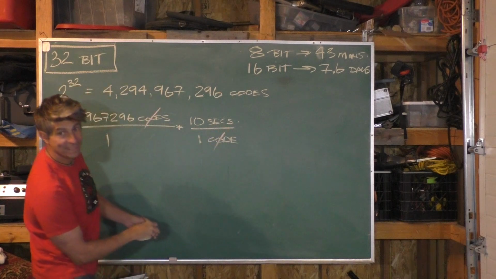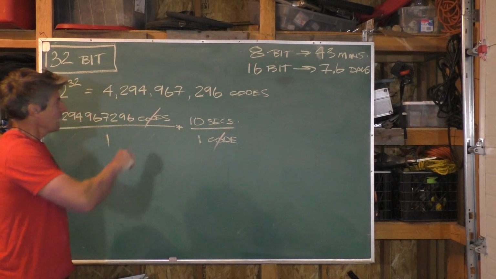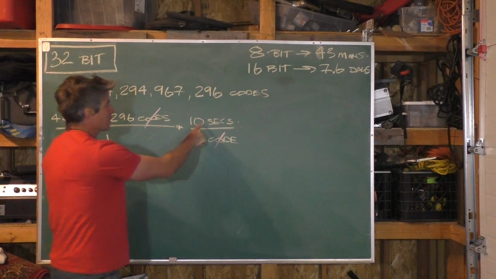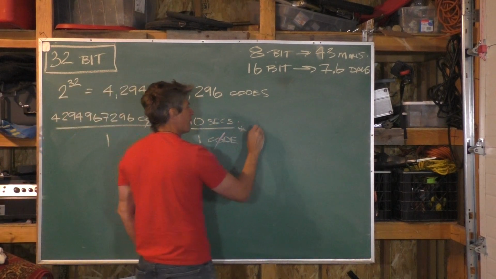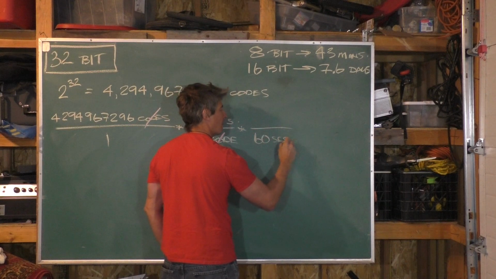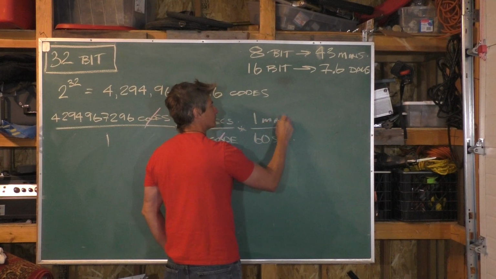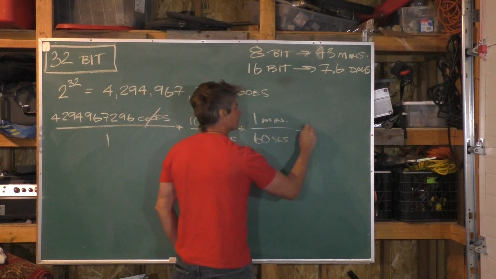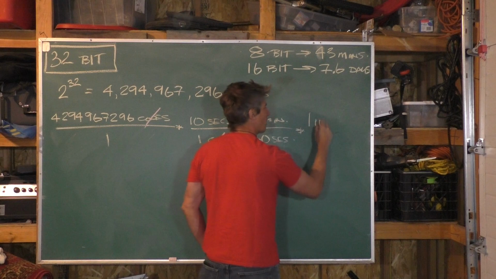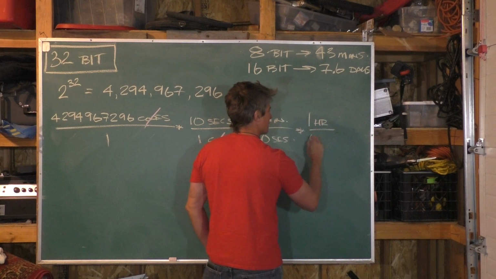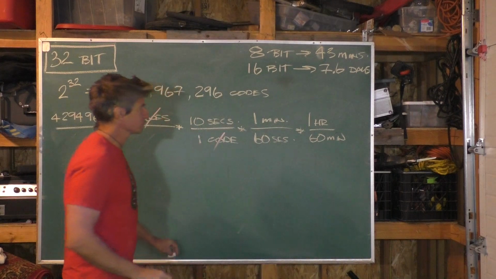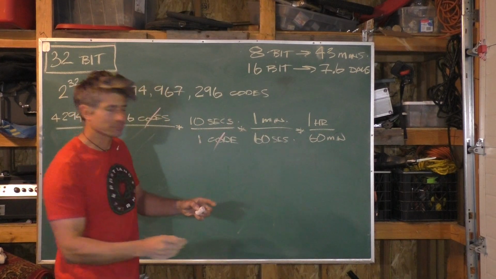And that's fantastic. I'm just going to keep the conversion math going, because I want to change seconds to minutes. 60 seconds is 1 minute. And then we're going to do minutes to hours. So 1 hour is 60 minutes. And then while we're at it, let's go hours to days.